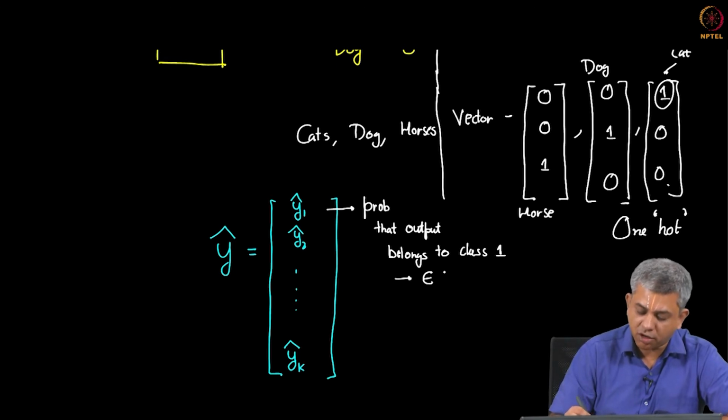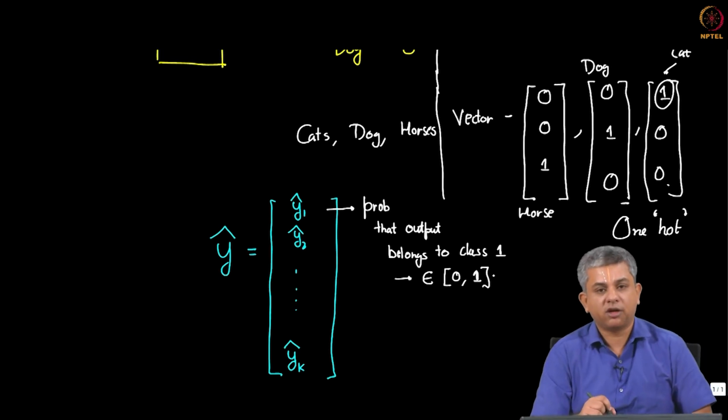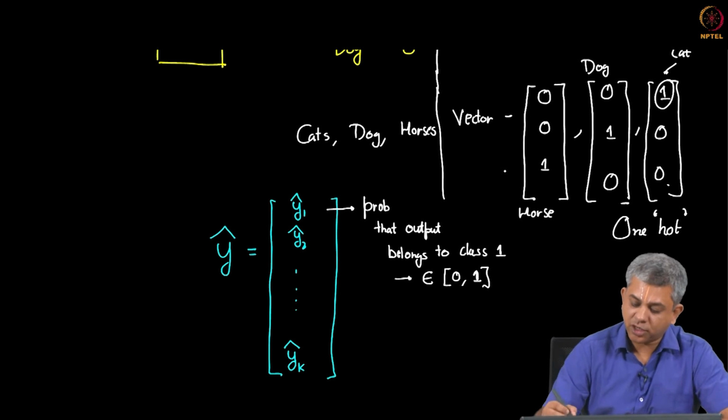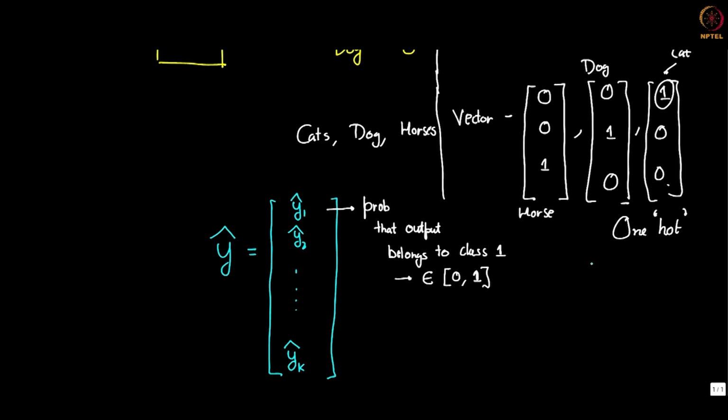This has to belong to some number between 0 and 1. What our actual prediction will typically look like is something like this, 0.9, 0.01, 0.09, something of that sort. This would represent to us that this has a probability of 0.9 that it is a cat, a probability of 0.01 that it is a dog, and a probability of 0.09 that it is a horse.